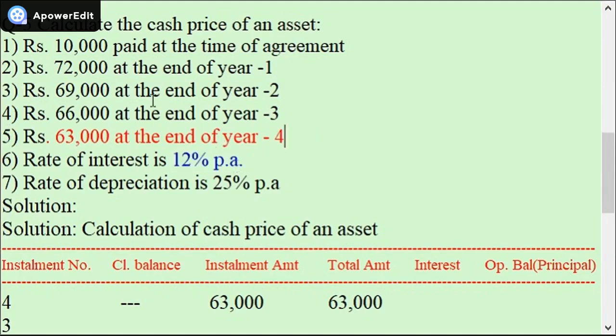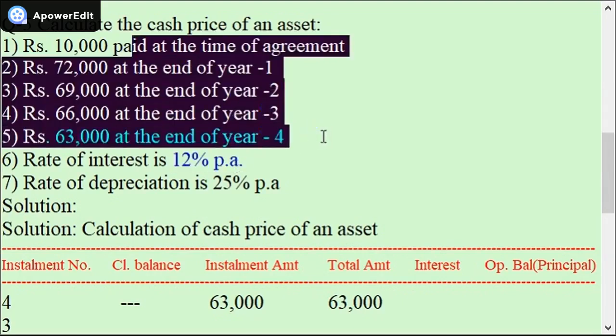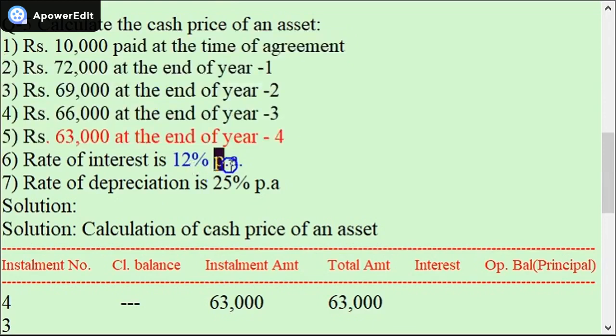So note that it is annual installments. Year 1, year 2, year 3, year 4. These are the installments paid every year. Therefore, the rate of interest should also be per annum basis, which is 12% here. So in 63,000, 12% interest is included. That will be 63,000 into 12 divided by 112.